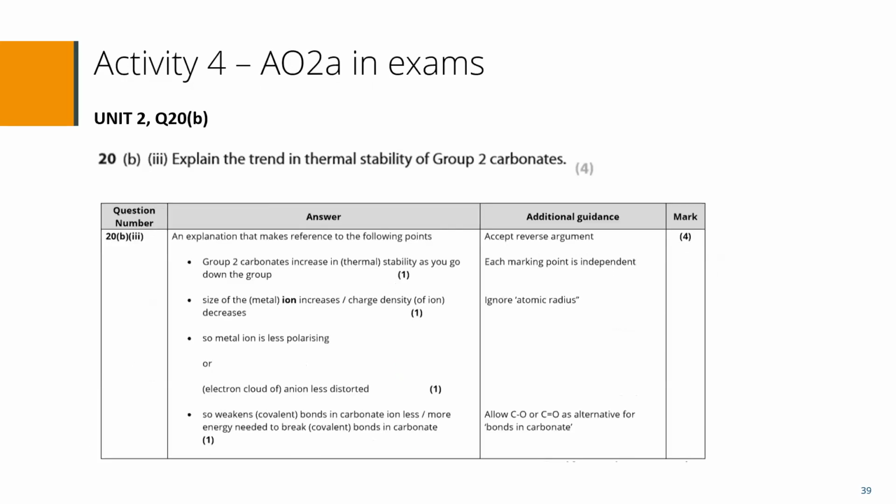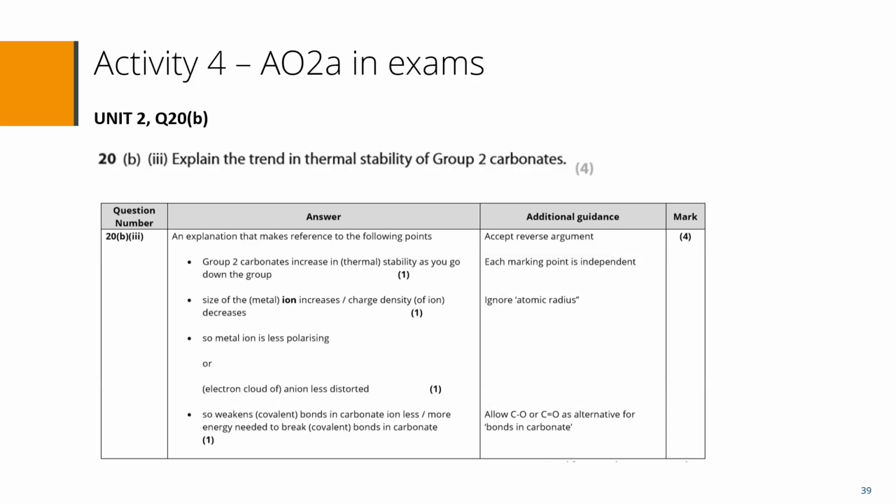Okay, the next question: explain the trend in thermal stability of group 2 carbonates. Now, this, of course, falls into the category of a state and explain. So they need to state what the trend actually is. So the first mark is for stating that group 2 carbonates increase in stability as you go down the group.